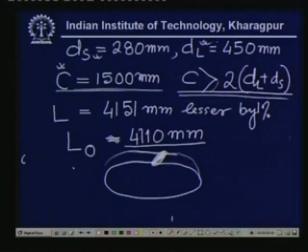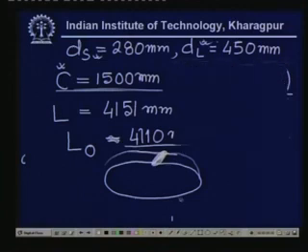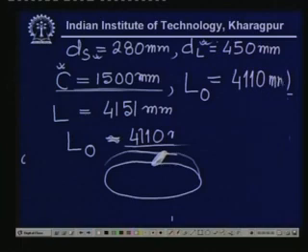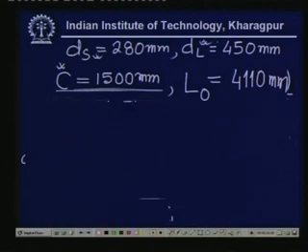So we get another important piece of information from this, that the belt length L0 I am talking about is 4110 mm. So we concentrate on the other parameters. Once you have found all these things, you can very easily find out beta.